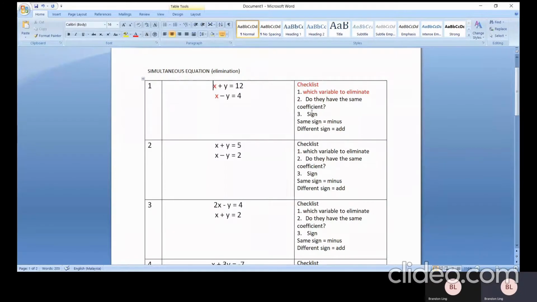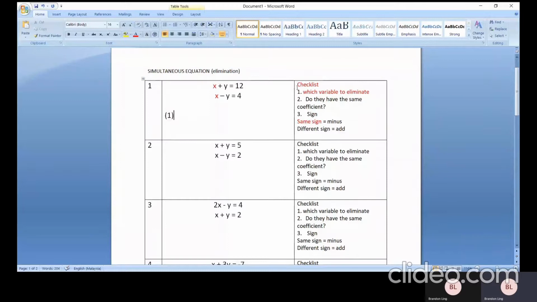Next, we move on to check their sign. So here, what are the signs that this x have? So both of them actually have positive sign in front, which is the same sign. So the rule of thumb is that when you have same sign, you use minus. When you have different sign, you use add or addition. So in this case, we have x with the same sign. Therefore, we shall use minus.